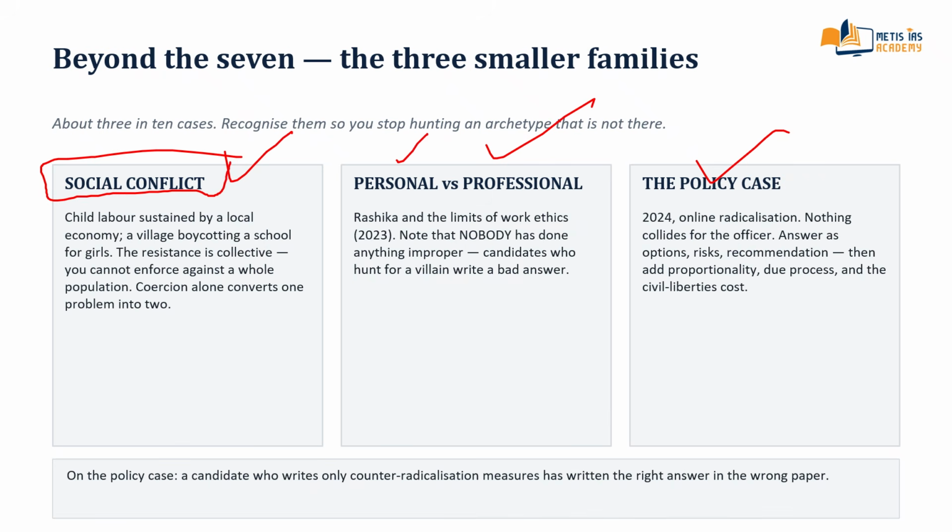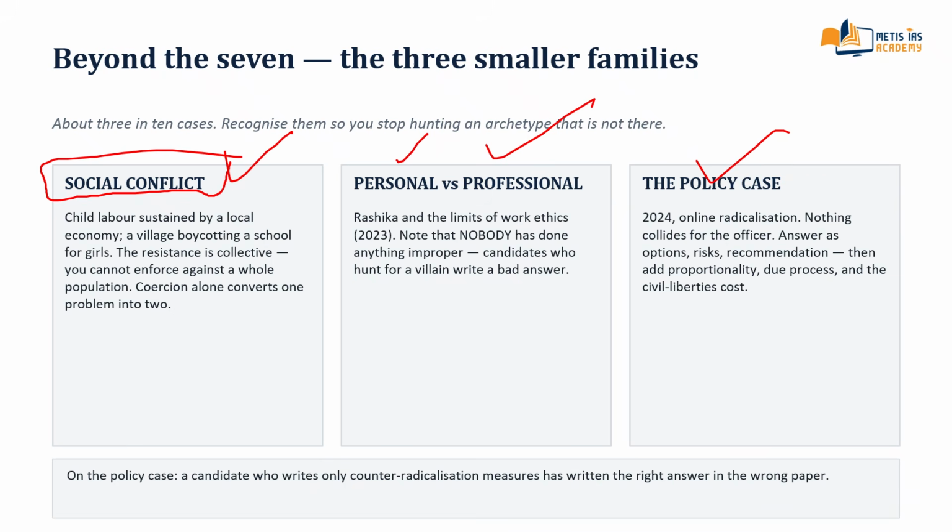Then moving to personal versus professional. Rashika, a joint secretary, deciding where the reasonable limits of work ethics lie when her children are raised by a domestic helper. This is 2023. A parent whose 11-year-old son is bullied, who then posts a counter video on social media. This 2023 case. Vijay's bereavement, 2025. Note that in the first of these, there is no wrongdoing anywhere in the case. Nobody has done anything improper, and candidates who go hunting for a villain write a bad answer. The ethical content is the legitimacy of limits and the institutional duty to make sustainable demands.